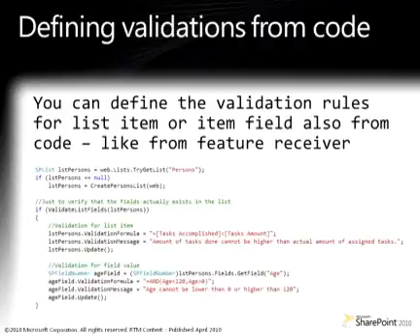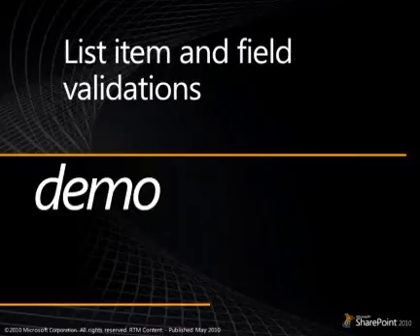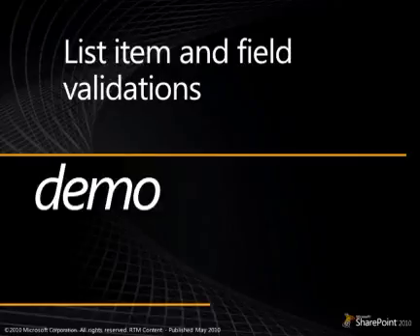Both validation rules for list item and for list item field can be defined also from code. There are easy to use APIs available to manipulate validation settings based on requirements. A good example of the usage would be to use a feature receiver, which is responsible for creating the list in the first place. This way the list configuration can be fully automated when the feature is activated. Let's have a closer look at the list item and field validations from the UI and also how we could automate their deployment using the feature framework.